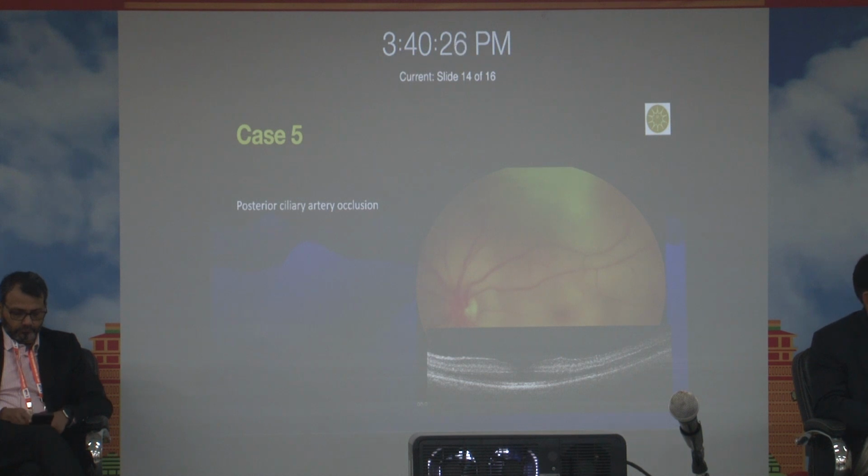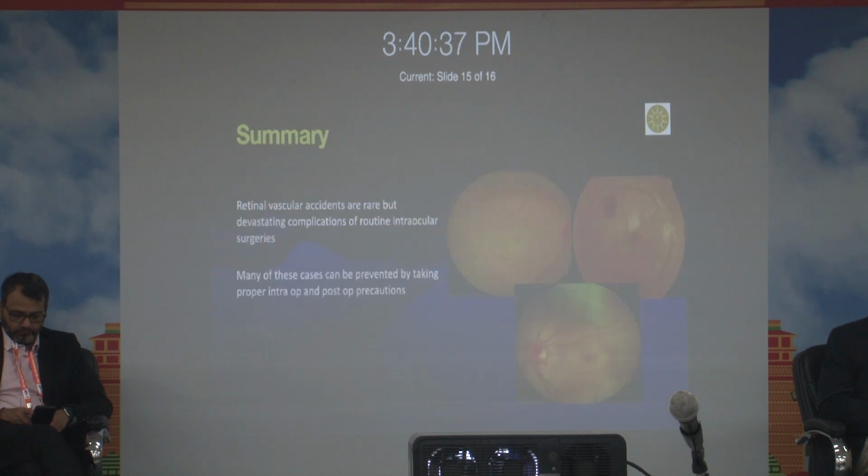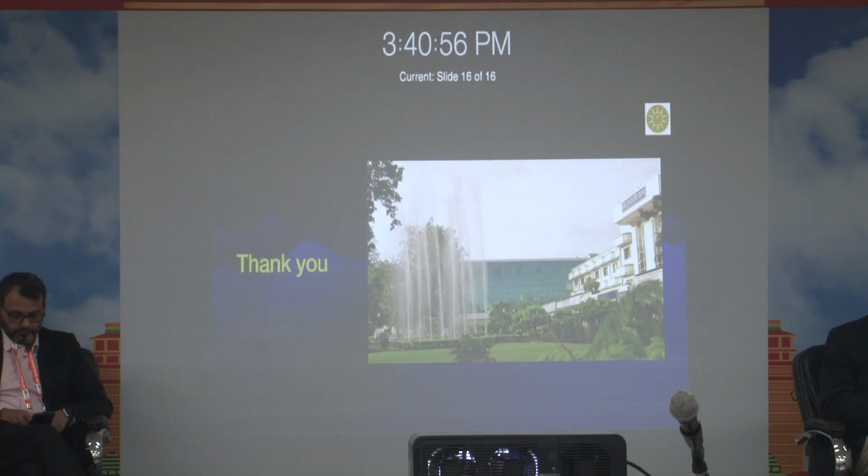So this is a posterior ciliary artery spasm which we encountered in a patient who had undergone DM repair with air, possibly because of the increase in intraocular pressure. Retinal vascular accidents are rare but devastating, and some of these may not have improvement in vision. Many of these cases can be prevented if proper intra-op or post-op precautions are taken. Thank you so much. Wonderful.